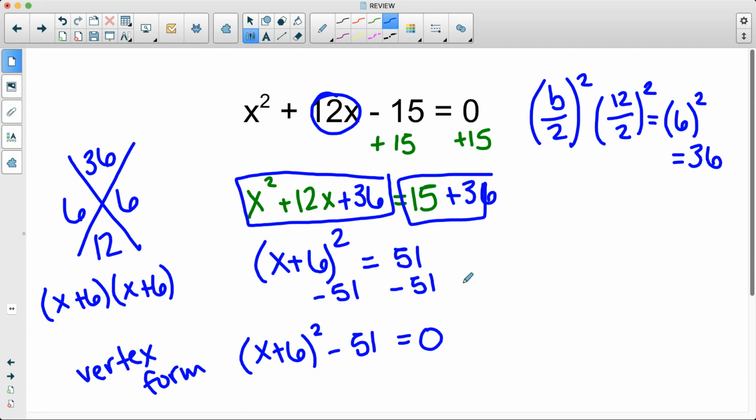From that, I can very quickly determine what the vertex is. The x-coordinate of the vertex is this number inside parentheses, but with the opposite sign, so negative 6. And the y-coordinate of the vertex is the number outside with the same sign. So the vertex for this quadratic is negative 6, negative 51.